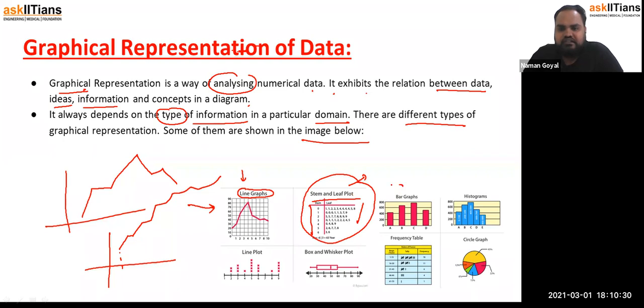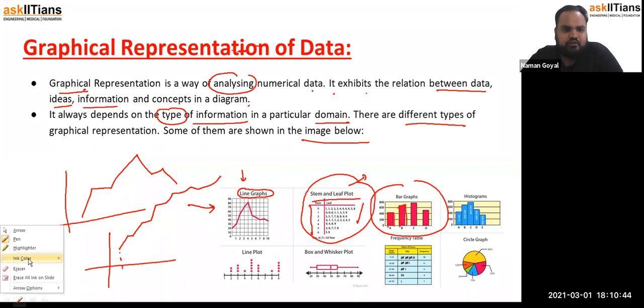See, this is bar graph. As I told you, in bar graph we just make bars. So if you see, there are some bars I draw, like this. Now next is histogram.